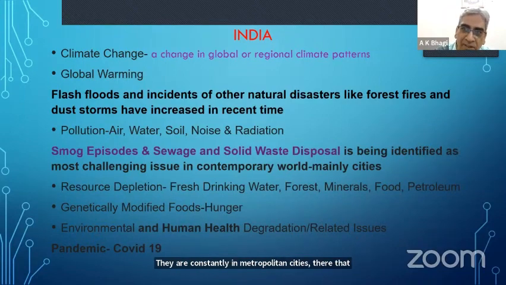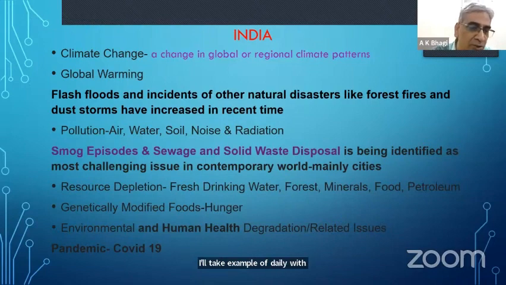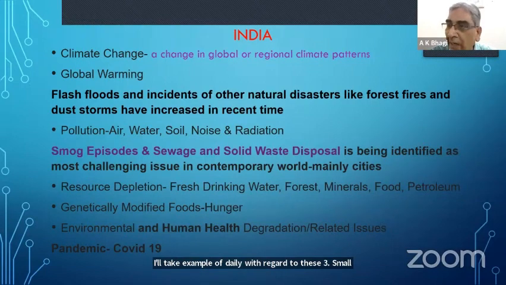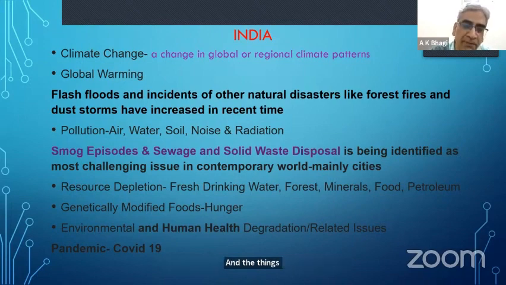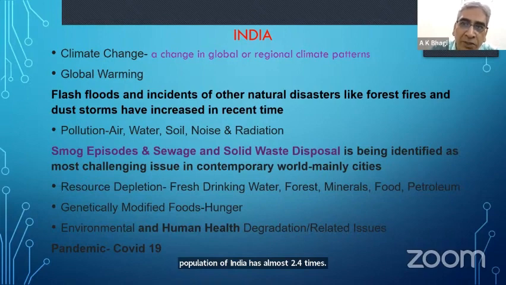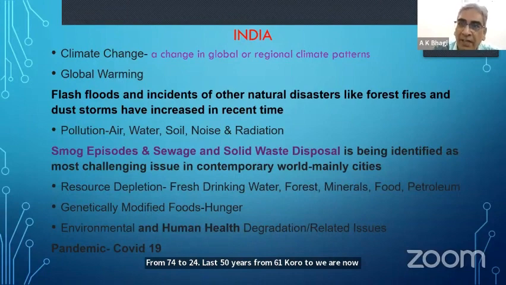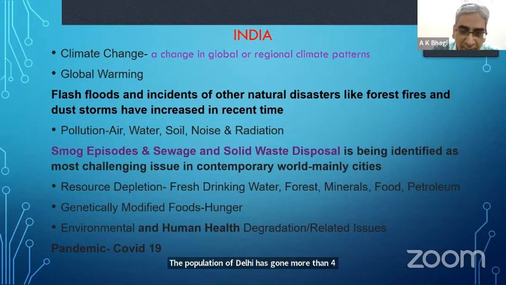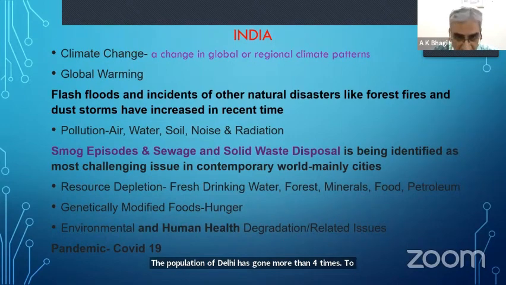The sewage in the major cities is becoming a huge problem. I'll take the example of Delhi with regard to these three: smog episodes, sewage, and solid waste disposal. Things have changed over the past 30, 40, maybe 50 years. The population of India has increased almost 2.4 times, in the last 50 years from 61 crore to 144 crore. The population of Delhi has increased more than 4 times. So the problem is becoming more and more severe, because more population means more anthropogenic activity, and so is the change.